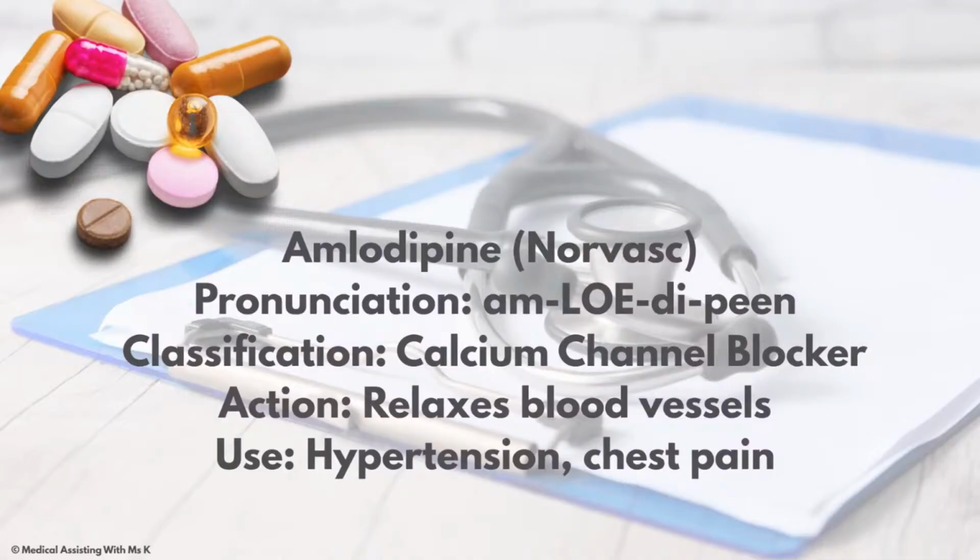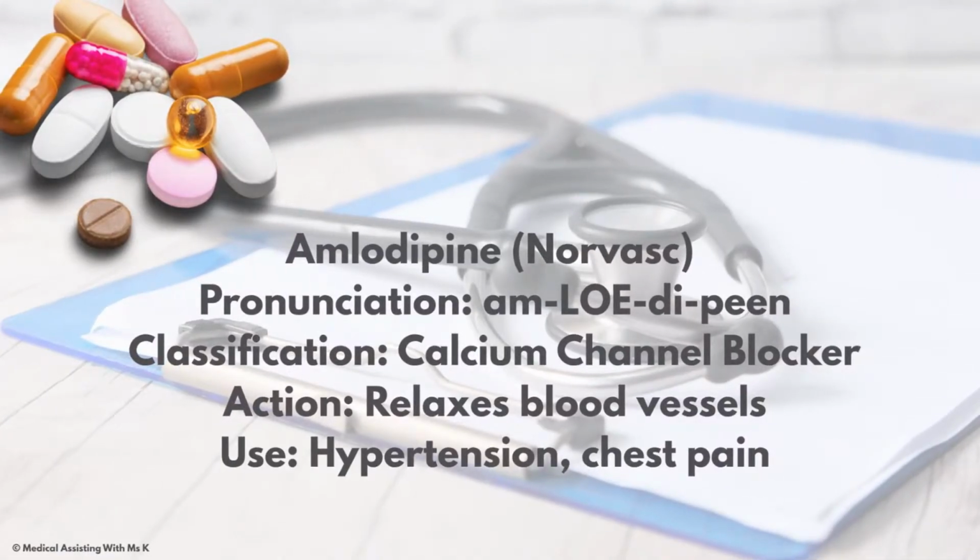And then next we have amlodipine. The brand name for amlodipine is Norvasc. The pronunciation is amlodipine. Well, I just said amlodipine. Classification is a calcium channel blocker. How does that work? It relaxes blood vessels. And what is it used for? Hypertension, as well as chest pain.